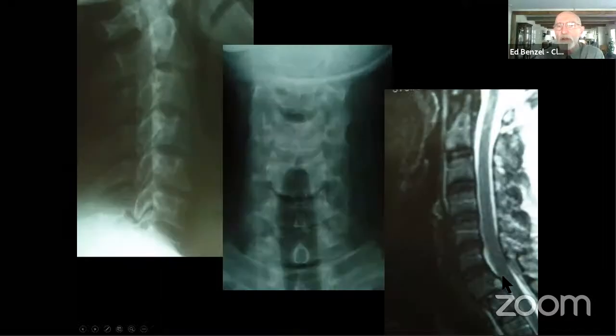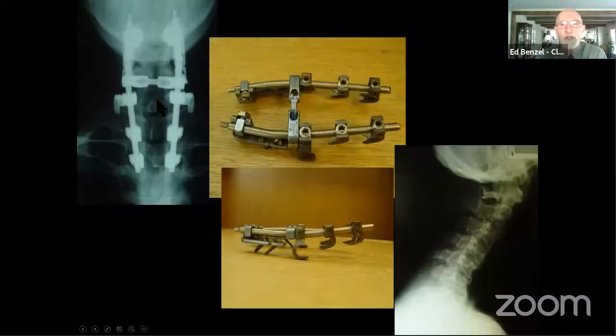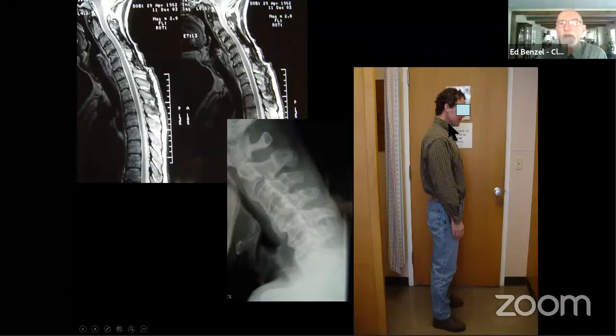So here's another fellow who presented with a C7-T1 herniated disc from trauma, and he had an operation elsewhere and had this device placed and then taken out because he had neck pain. And he had neck pain because this is his posture. This is MRI, no myelopathy or anything. This is what he looks like.